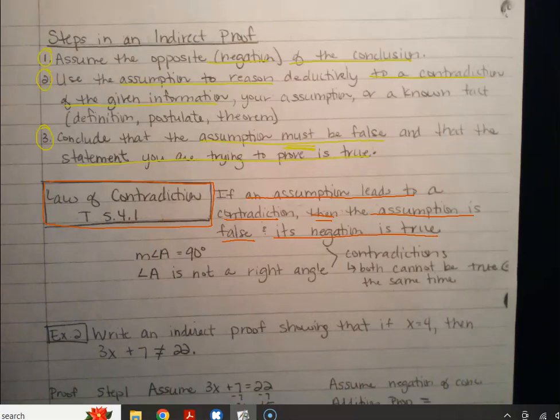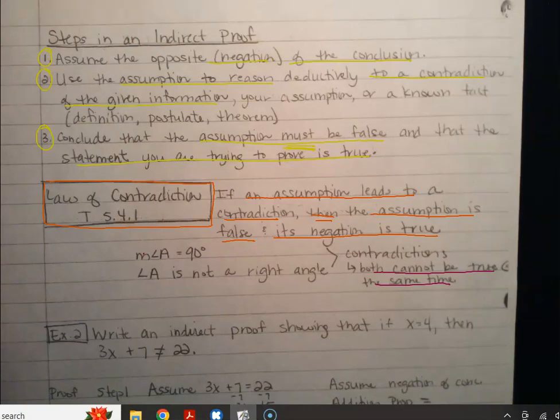Earlier, I said that in indirect proofs, we're going to be using statements that either are or they are not. So this is an example. The measure of angle A equals 90 degrees. The negation of that, or the opposite, is angle A is not a right angle. So the measure of angle A does not equal 90 degrees. It either does or it doesn't. Contradictions, both cannot be true at the same time. Only one can be true. So if you find yourself writing one and you're like, well, wait, both of these can be true, then you haven't actually written the contradiction.